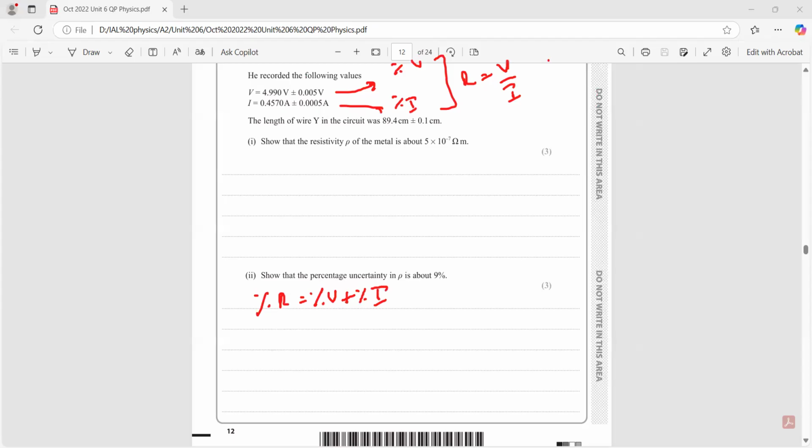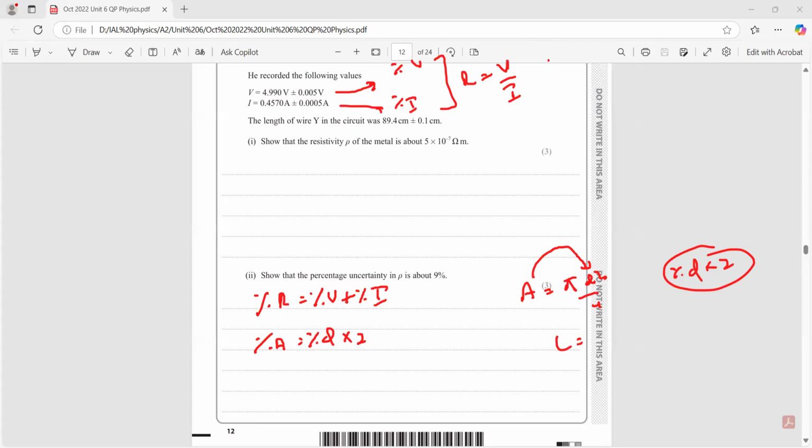Then I need area. Look how area is calculated. Area is calculated by pi R square or pi D square by 4. So first I'll find the percentage uncertainty in D. Because area is calculated by D square, it will be multiplied by 2. So the percentage uncertainty in area will be the percentage uncertainty in D multiplied by 2.